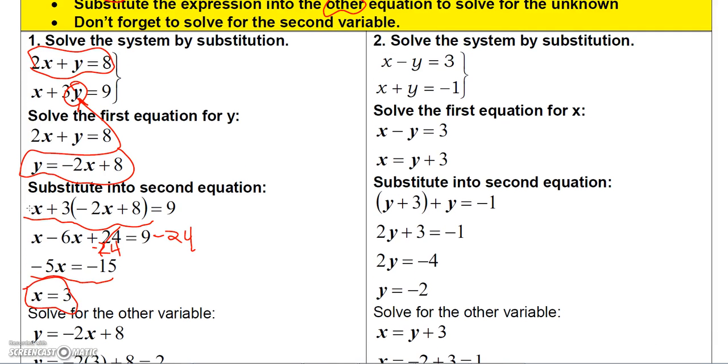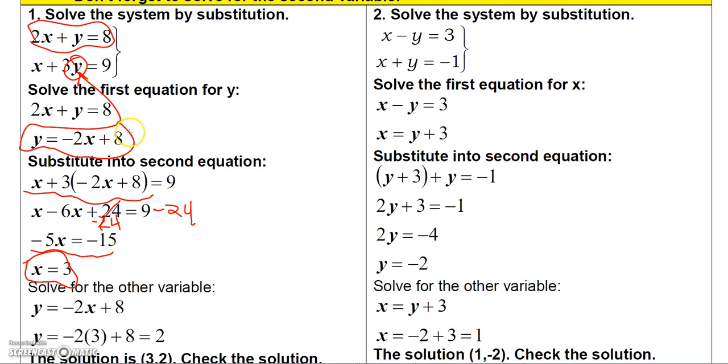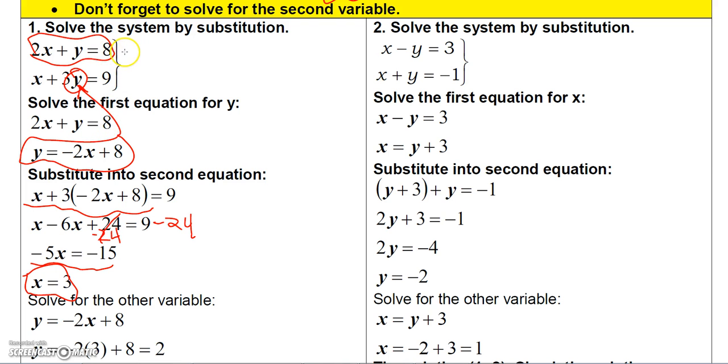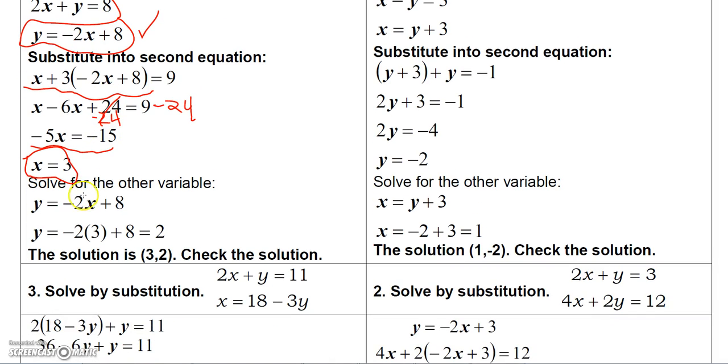Okay, now that's only half of the solution. So you can actually plug the 3 into any one of these equations up here. But I like to plug it into the one that I used for my substitution, because that's already written in terms of y equals minus 2x plus 8. So I'll take y equals minus 2x plus 8, and then I'll plug in 3 for x, and then I can solve for y.